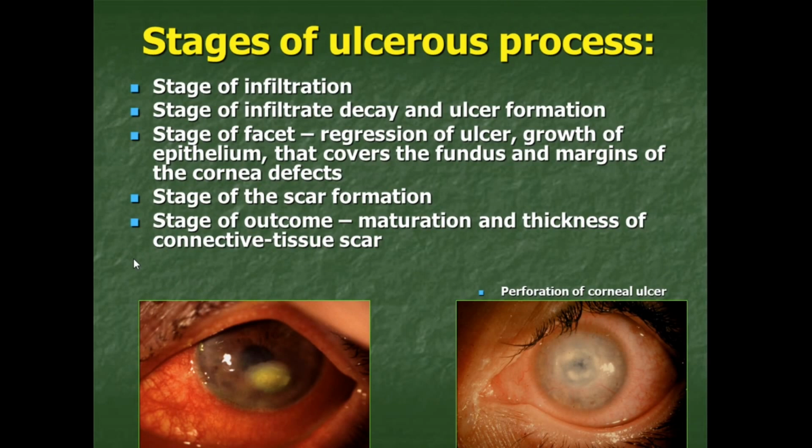This is a good course of the ulcerative process, but in severe cases, the cornea becomes thinner and thinner, and here you see the full defect, the corneal perforation. You can see the hole in the cornea. It's a very severe situation, and in this case, we should make keratoplasty immediately to close this defect.